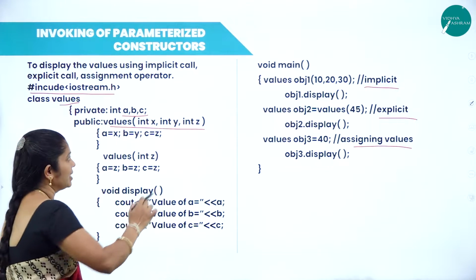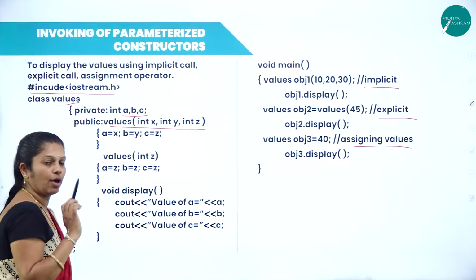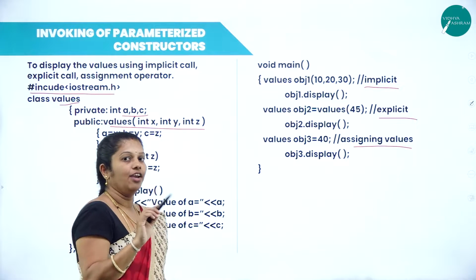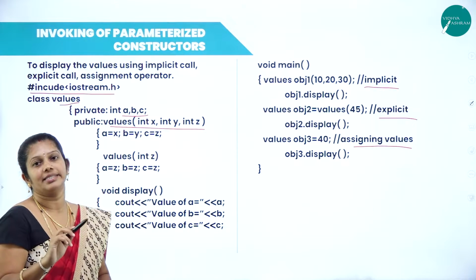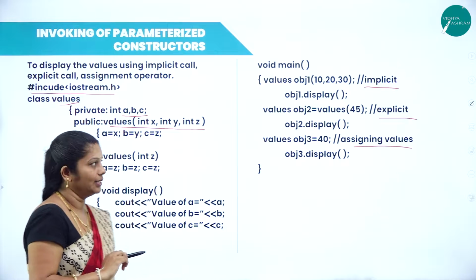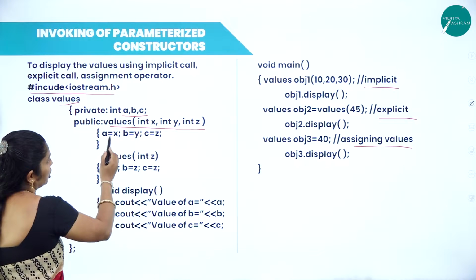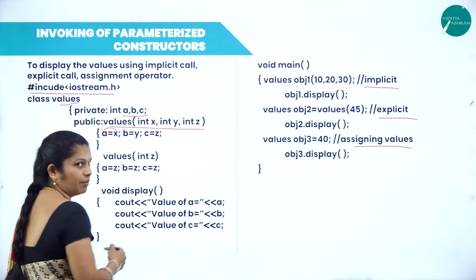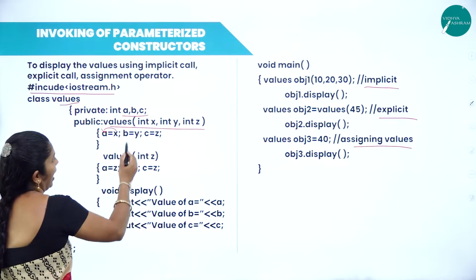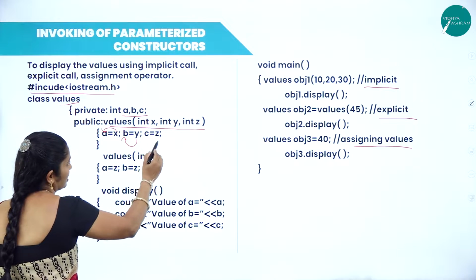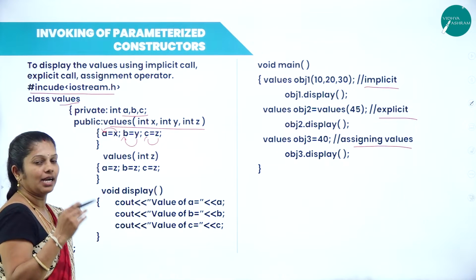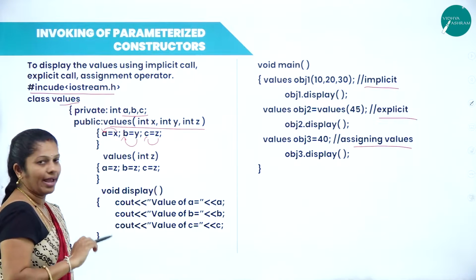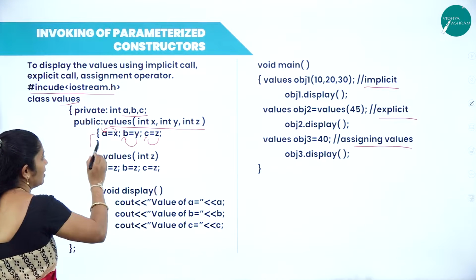How can we say parameterized? Because inside the bracket, if you have arguments, then we can say that it is a parameterized constructor. If it does not contain any arguments, then it can be called a default constructor. Then in this, we are initializing a value is x. We are just moving whatever x value we are getting from the main program to a, and y value to b. In the same way, z value to c. It means that we are initializing a value is x, b value is y, and c value is z. Then we will close this function.